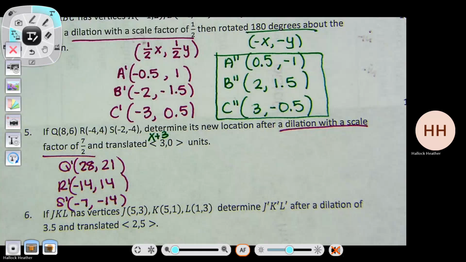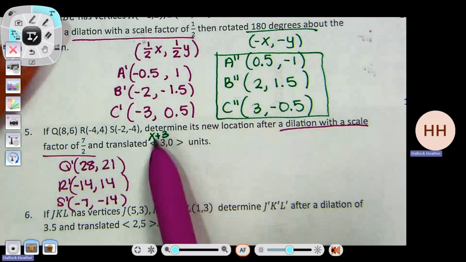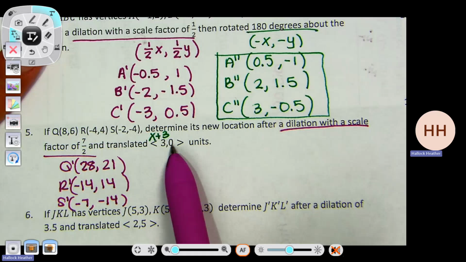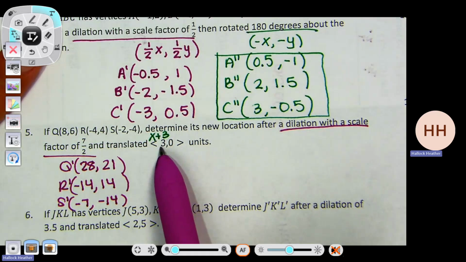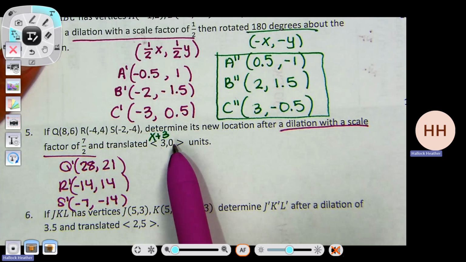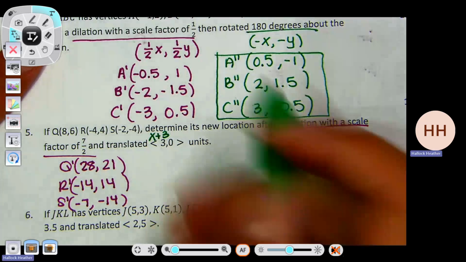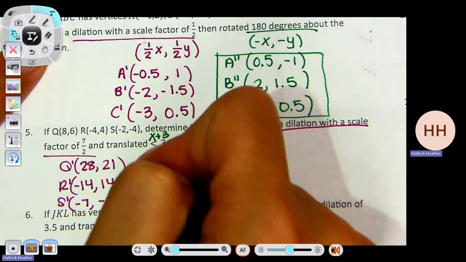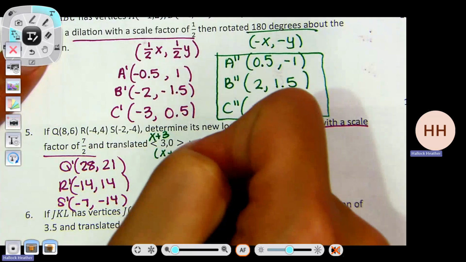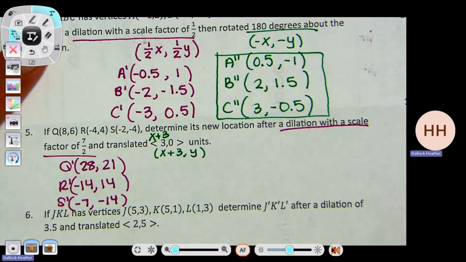Vector. It's a direction and a speed. Okay, the first number represents X. The second number represents Y. So it's positive, so we're going right 3. We're not going up or down anything. So we're going to add 3 to X. So we're doing X plus 3. Y stays the same. So Q was 28, 21. What is it now?